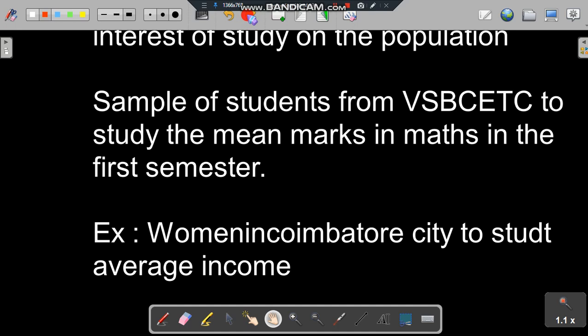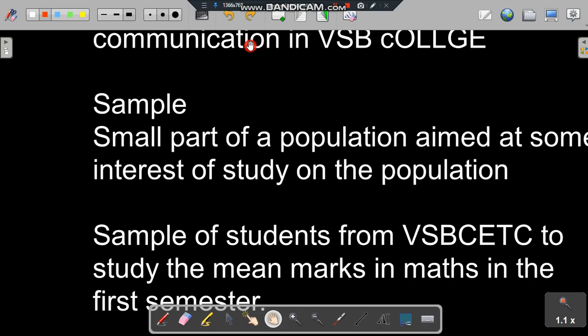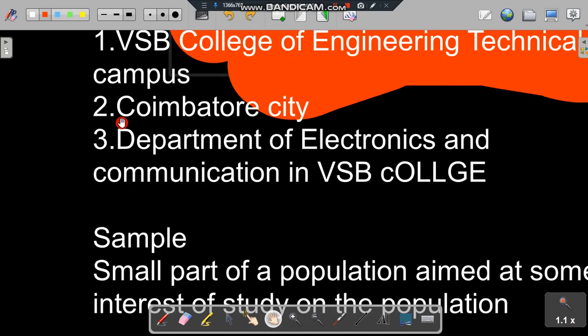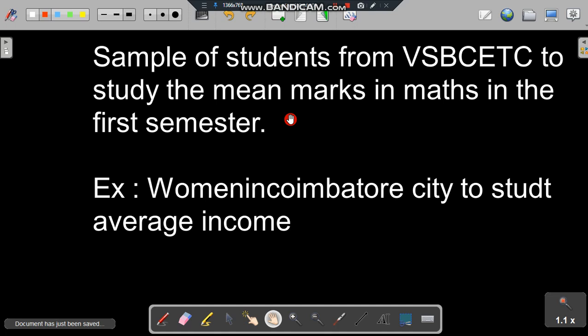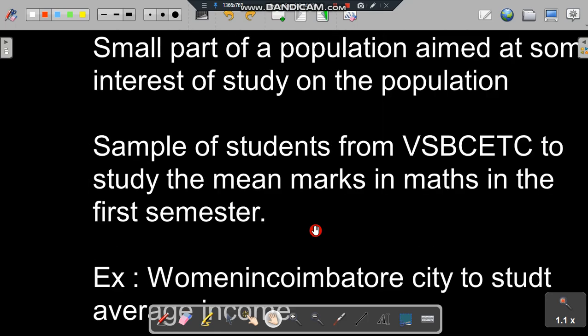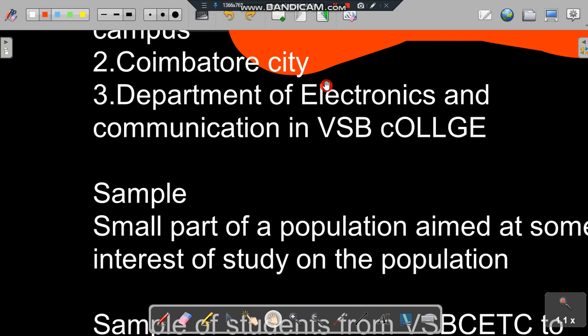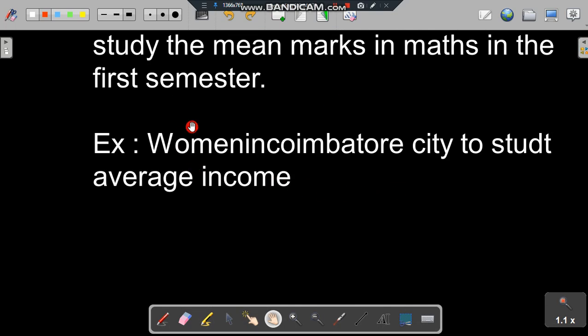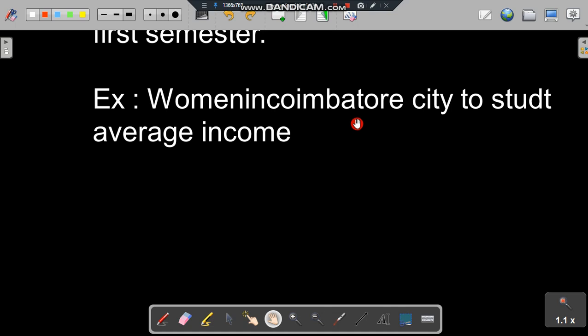Another example is women in Coimbatore City, to study average income. Coimbatore City is the population. I have already mentioned that the second example for a population is Coimbatore City. From that city I am taking some women in order to study the average income per month. That small group of a big group we call a sample.